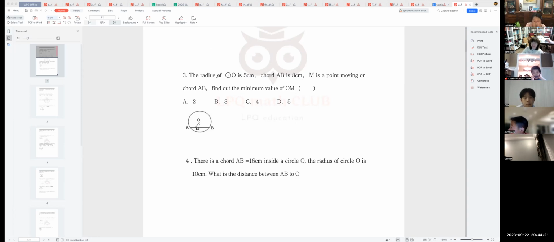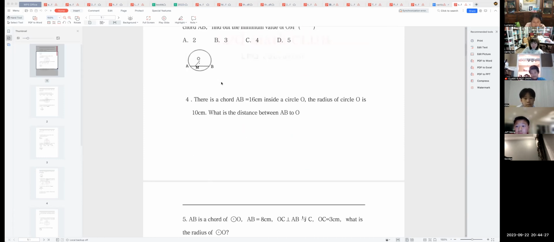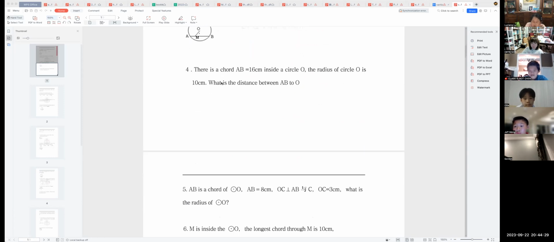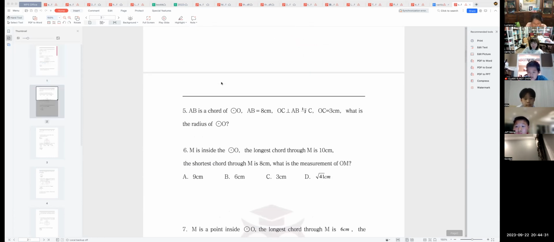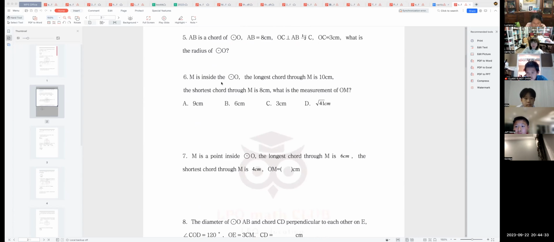Okay, let's take a look at this one. There's a chord AB, and oh, this one we have already done. Very good. So let's take a look at the next one. M is inside circle O. The longest chord through M is 10. The shortest chord through M is 8. What is the measurement of OM? When we're doing these questions, please have your graph ready, okay?